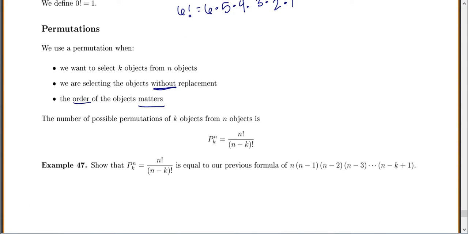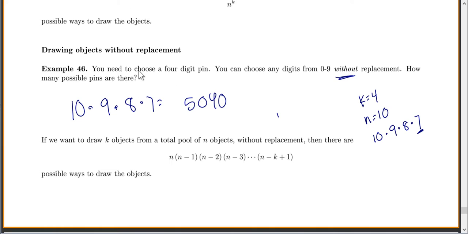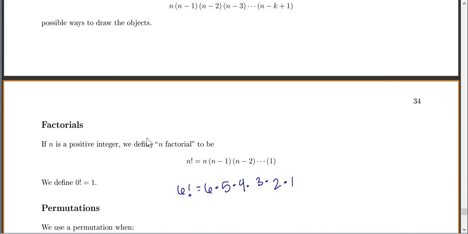So first, we want to show that this formula is equal to our previous formula we wrote down of n times n minus 1 times n minus 2, etc. So that was up here. We wanted to choose a pin, and we can choose any. We want to pick 4 numbers, and it's without replacement. So factorial, we said without replacement. And if you're talking about a pin, would the order matter? Yes, of course. We want to keep things in the same order. So that is a factorial.